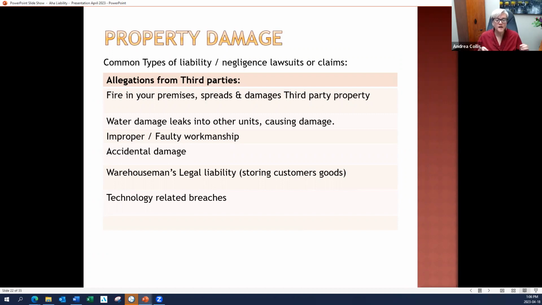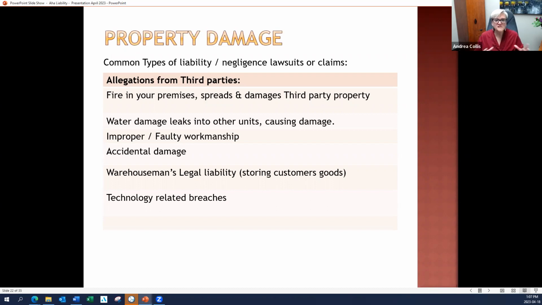So your plumbers and your electricians, HVAC contractors. This is where there might be faulty workmanship types of claims. But there can also be other risks, like if you're a storage company and you're storing customers' goods, you could be responsible for those goods. So that's kind of a warehouseman's.